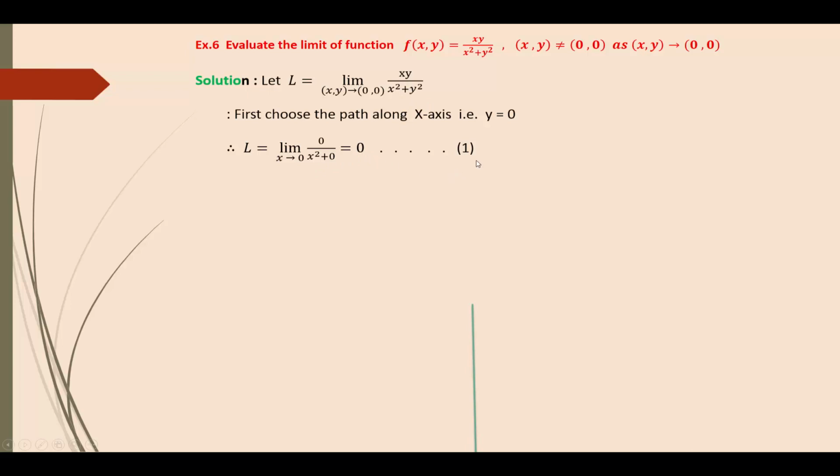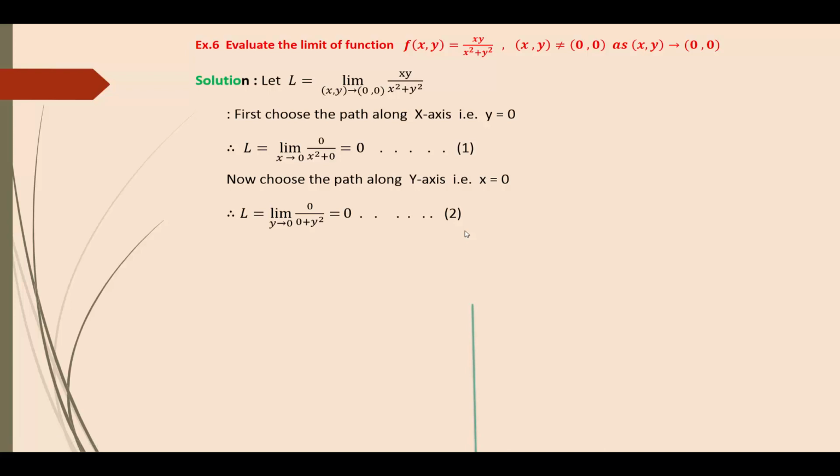Now secondly, choose the path y-axis, that is x equal to 0. Put the value of x is 0 in limit L. So L equal to limit as y tends to 0. Put x is 0. So 0 upon 0 plus y square and is equal to 0. Denote this as equation number 2.